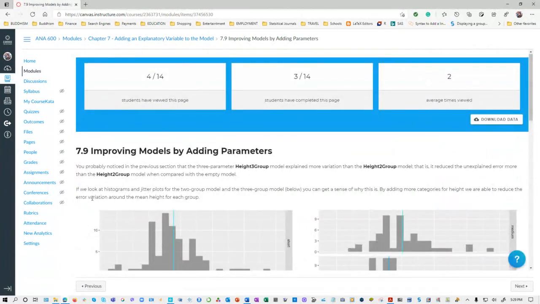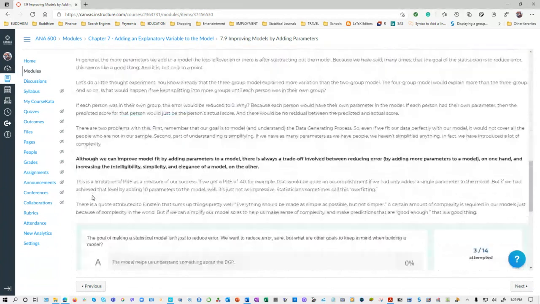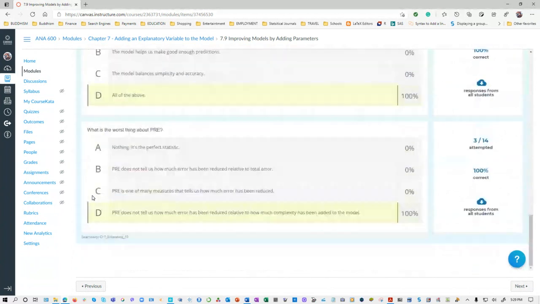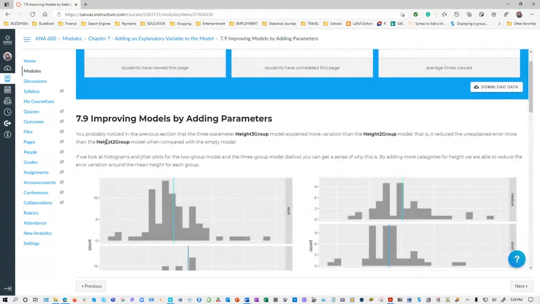Improving the model by adding parameters. You can add in parameters. How are you going to improve the model? Look at what happened. You probably noticed in the previous section that the 3-parameter height 3-group model explained more variation than the height 2-group model. That is, it reduced the unexplained error more than the height 2-group model when compared with the empty model.